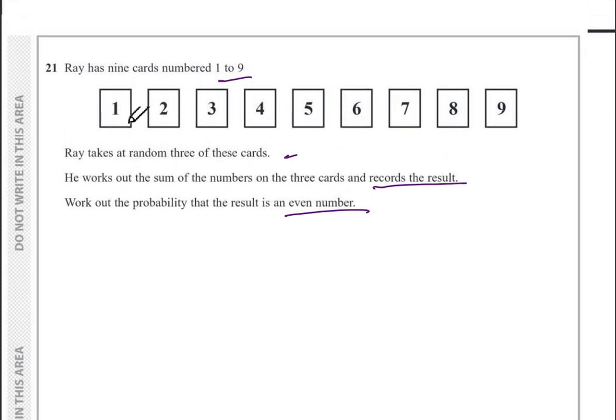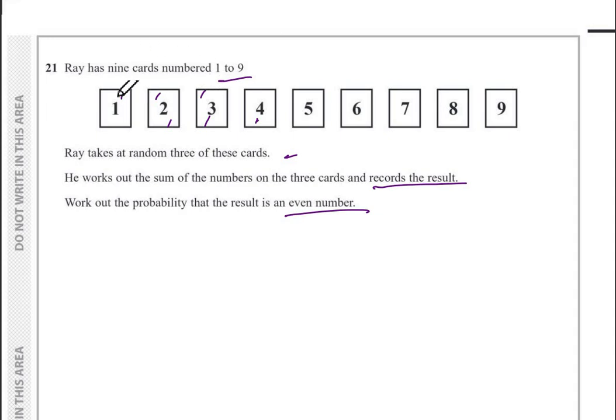So notice now, there are so many different combinations of cards we can choose. We could choose 1, 2, 3, or we could choose 3, 2, 4, or we could choose 4, 2, 5, or 5, 4, 3, or 5, 6, 7. The possibilities are nearly endless. Not exactly endless, but there is a lot of different possibilities, different combinations of these cards that you would have to go through in order to find even numbers.